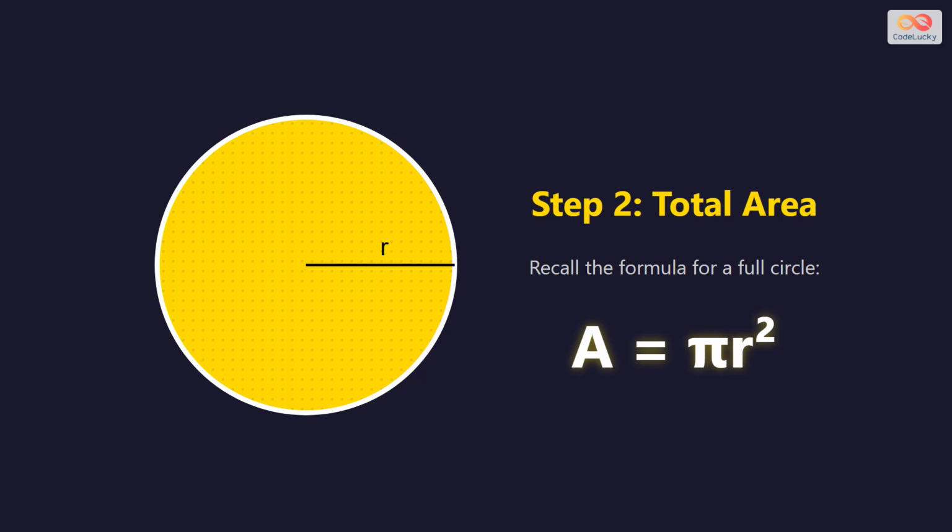Next, we need the area of the full circle. You might remember this classic formula. Area equals pi times the radius squared. This gives us the total amount of space inside the entire circle if it were complete.